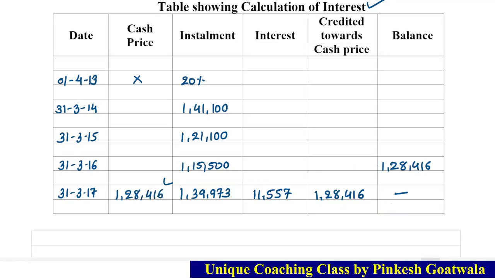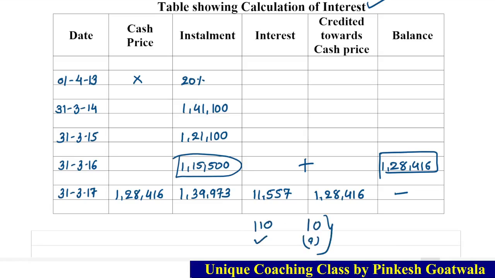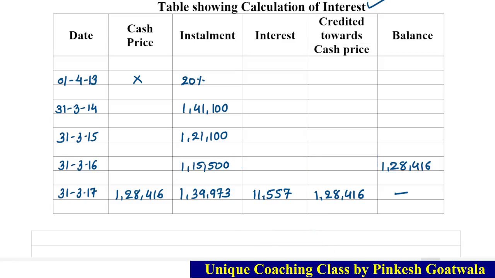Now the question is, how do we complete the remaining calculation? If in a question the rate of interest is given, then we can easily complete the calculation. Suppose the rate of interest is 10%. So what we do is add this amount and this balance, put this step with 110, and whatever amount comes, we get the amount of interest and can easily complete the question. But the rate of interest is not given, so now what to do?